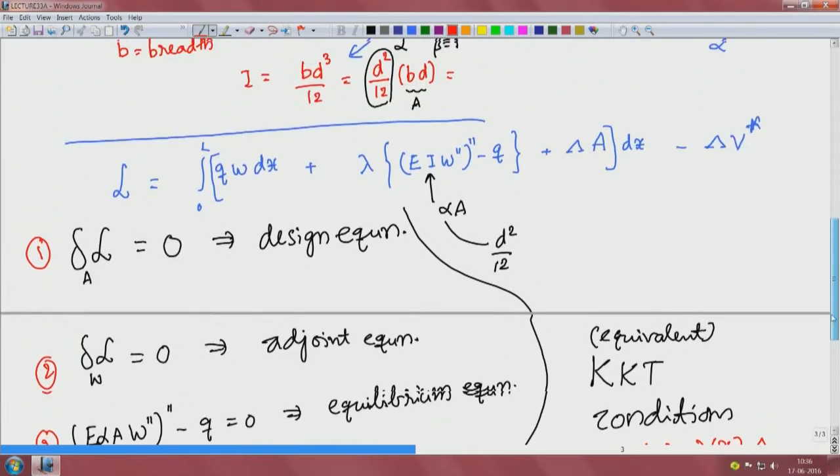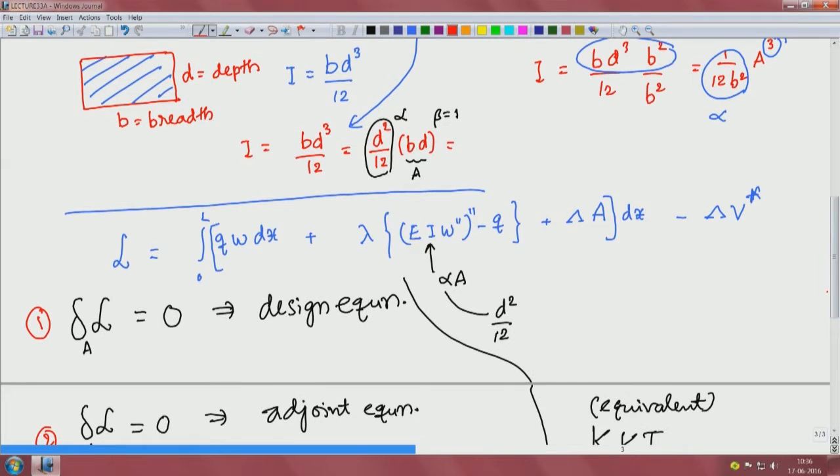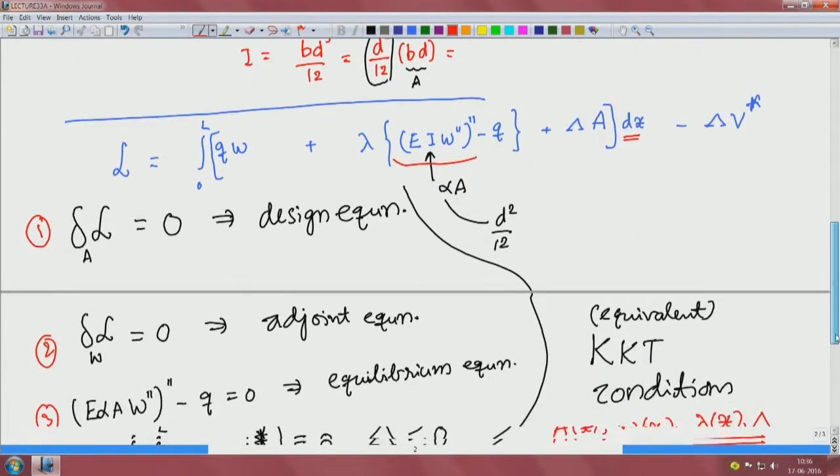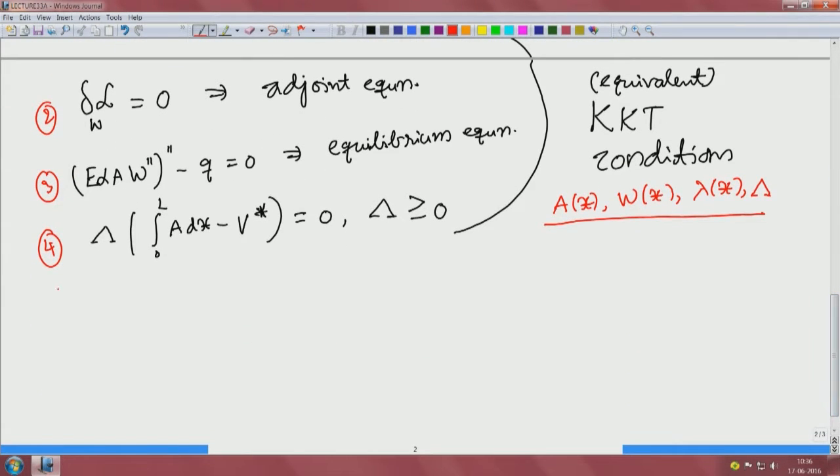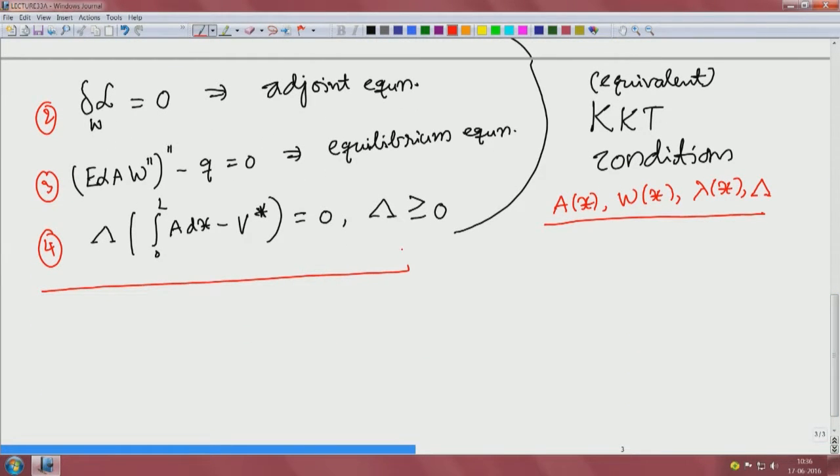Now, let us look at the equation again. The Lagrangian is given here. This dx is extra because we already have the dx over there. So, qw plus all this Lagrangian. Let us write the design equation. Before that, we need to expand this term. Okay. Let me do that. We are now solving in detail.